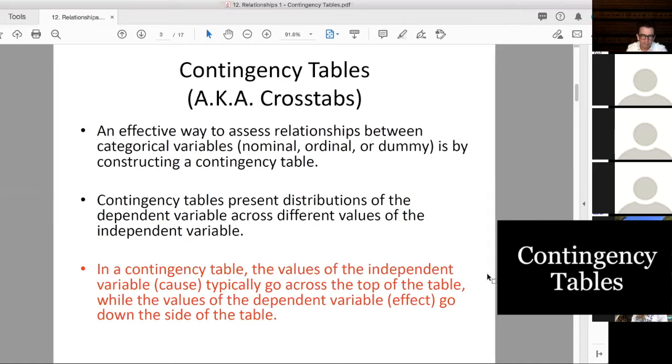Now, contingency tables are good for this because they present distributions of the dependent variable across different values of the independent variable, right? In a contingency table, the values of the independent variable, usually the cause, which we hypothesize, typically go across the top of the table, right? While the values of the dependent variable go on the rows, on the side of the table.